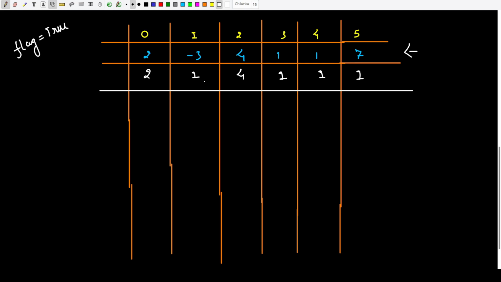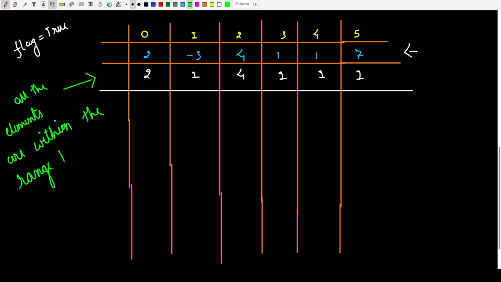After doing so, we are going to mark the presence of each of the elements of the array in the index itself. After step 1, we know that all the elements which are present in the array are within the range of the array. It simply means if you look at any element of this array, arr[i] is greater than 0 and it is less than the length of the array.